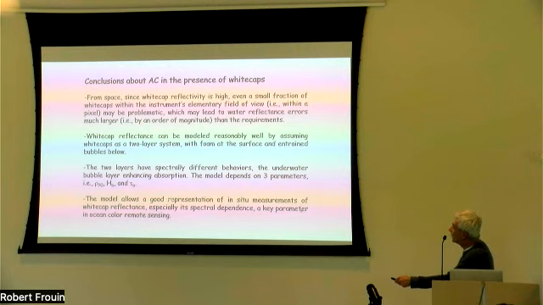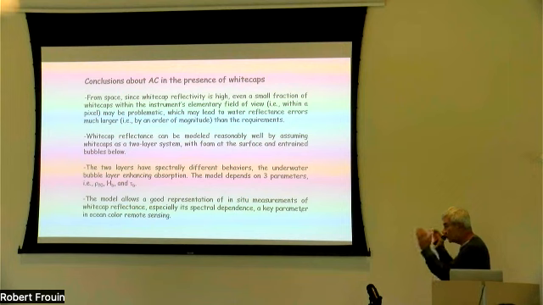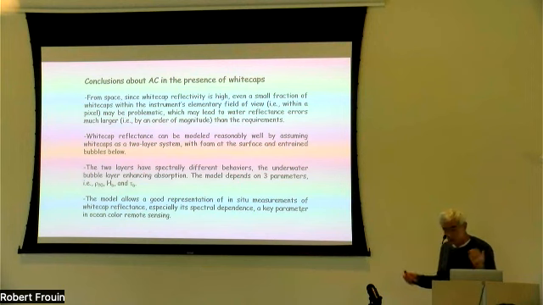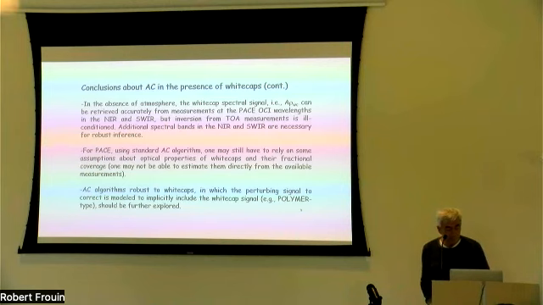The model allows a good representation of in situ measurements, especially the spectral dependence, which again is the key parameter in ocean color sensing, because you use the infrared. This is where the signal drops. You just extrapolate to the visible and get large errors.